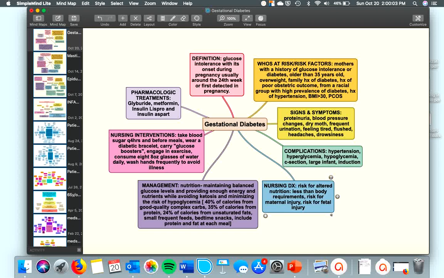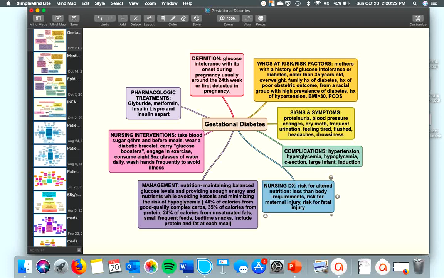So today we'll be talking about gestational diabetes. The definition of gestational diabetes is glucose intolerance with its onset during pregnancy, usually around the 24th week, or first detected in pregnancy. So who's at risk, and what are some risk factors?